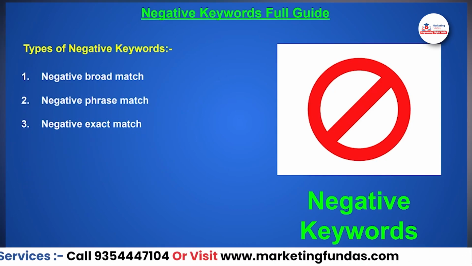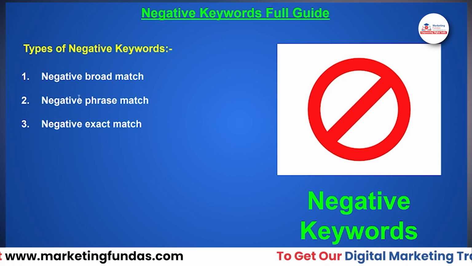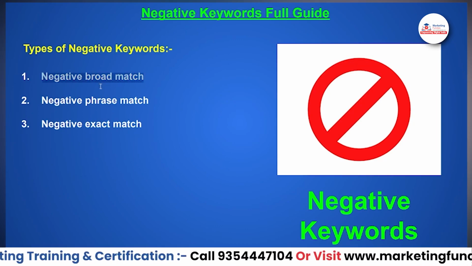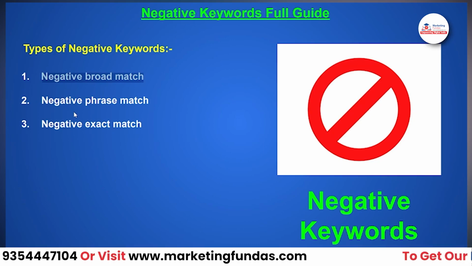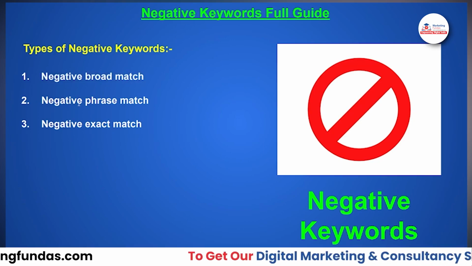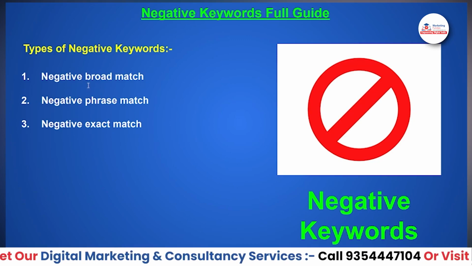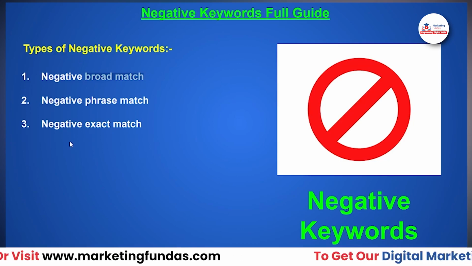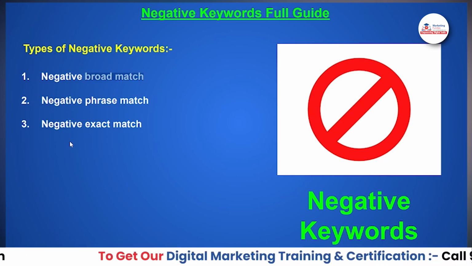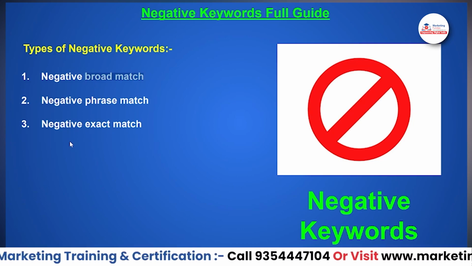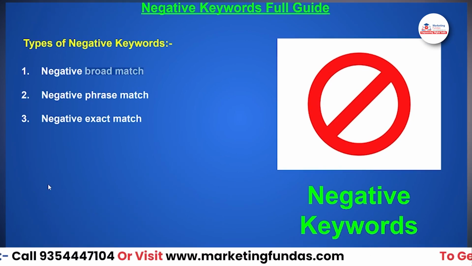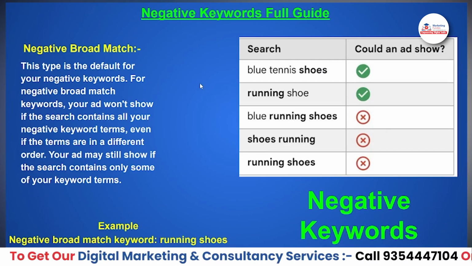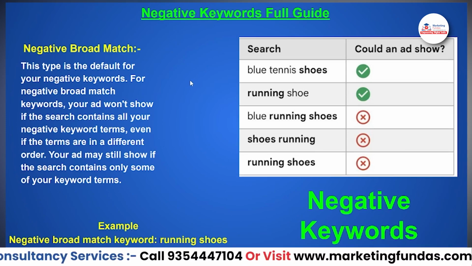Now let's go to the fourth slide, and this is types of negative keywords. Basically, there are three types of negative keywords. The first one is negative broad match, then negative phrase match, and negative exact match. If you have learned about keywords, you definitely know that in keywords we have broad match, phrase match and exact match, and in negative keywords we just add the word negative, because we are talking about negative keywords right now. So I hope the types of negative keywords are clear to you. Let's go to the fifth slide. Now let's talk about these types of negative keywords one by one.